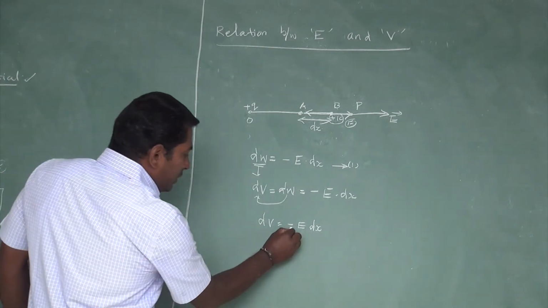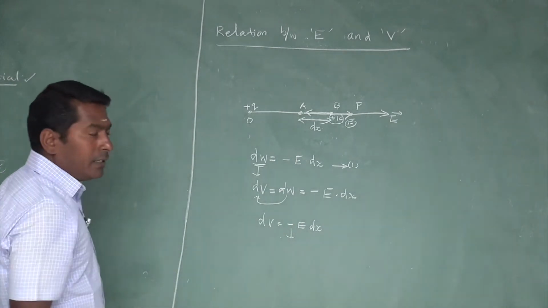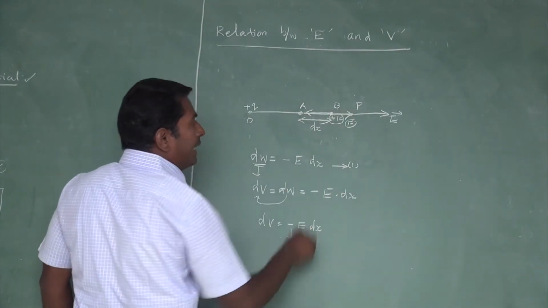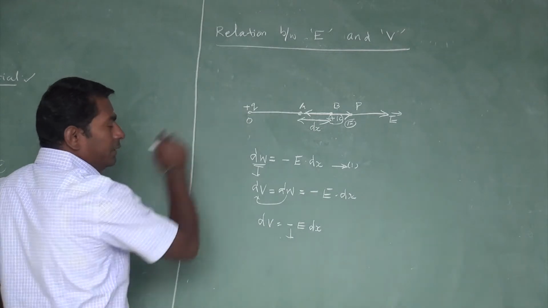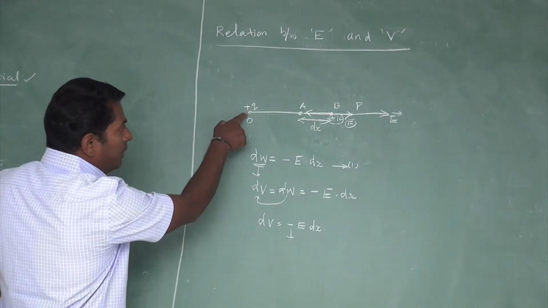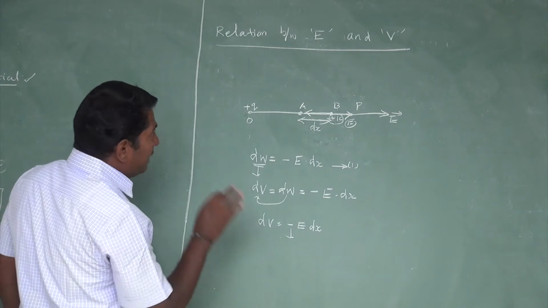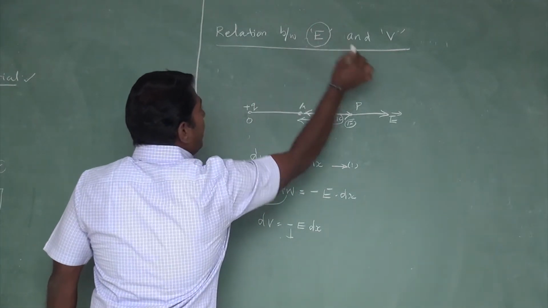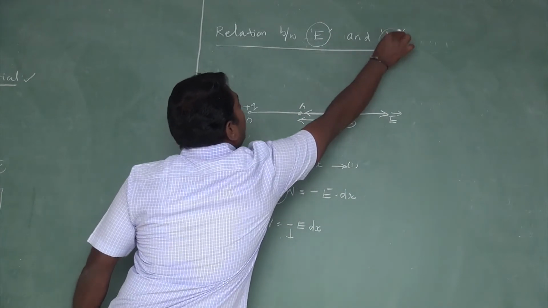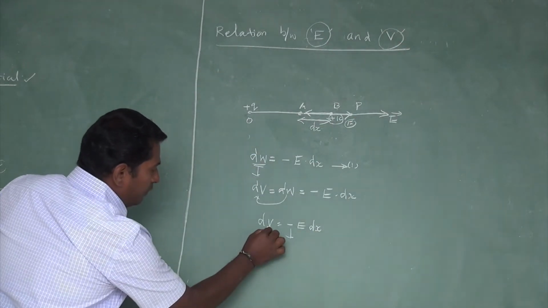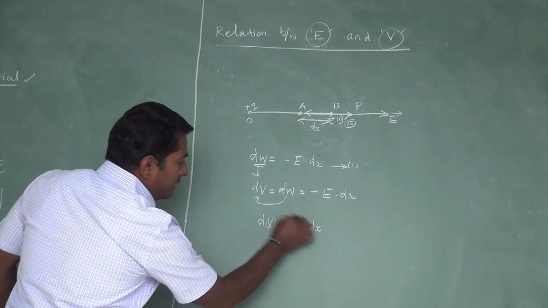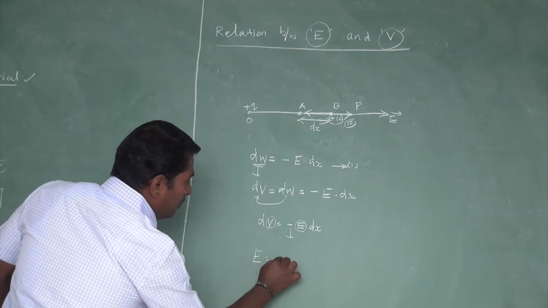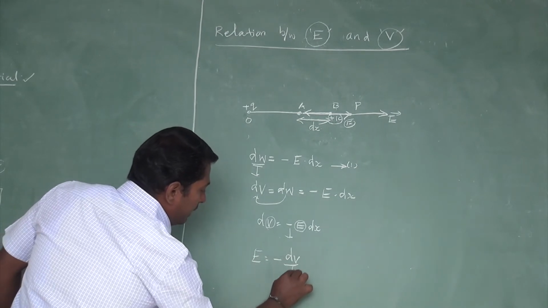This negative sign implies that work has to be done on the unit positive charge against the electrostatic repulsive force exerted by the positive point charge. But our aim is to obtain the relation connecting the electric field and the electric potential. Therefore, V is the electric potential, E is the electric field. So E is equal to minus dV divided by dx.